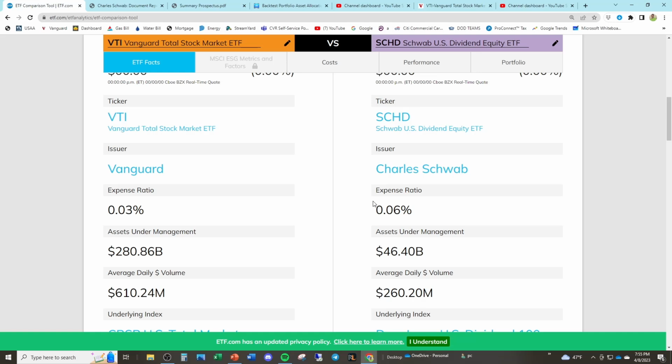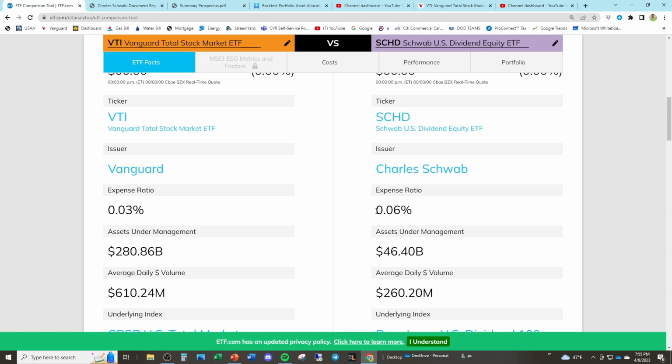So you're going to see the expense ratios compared. We're going to look at the prospectus of each ETF, and then we're going to look at a back-tested portfolio, one of which went 100% into VTI, and one of which went 100% into SCHD, and we'll see which one did better.